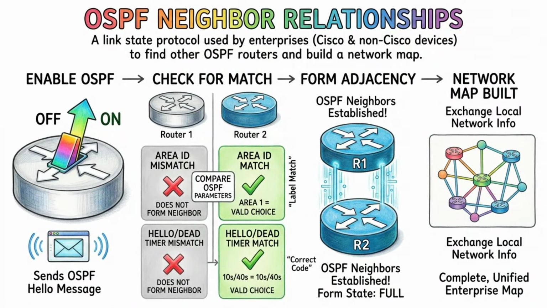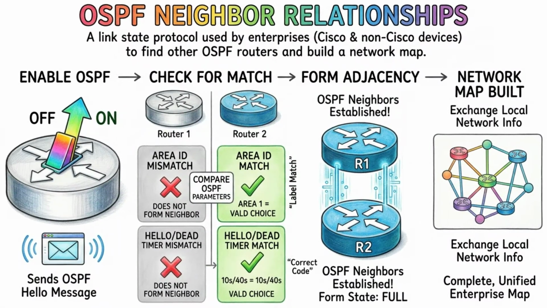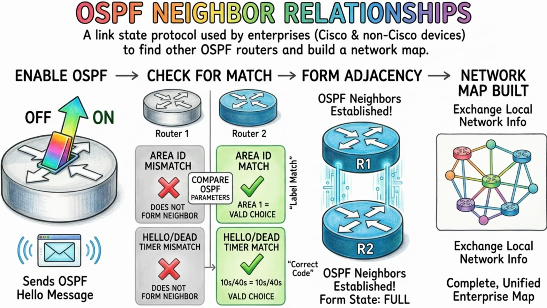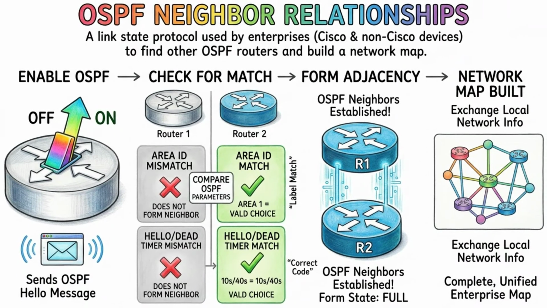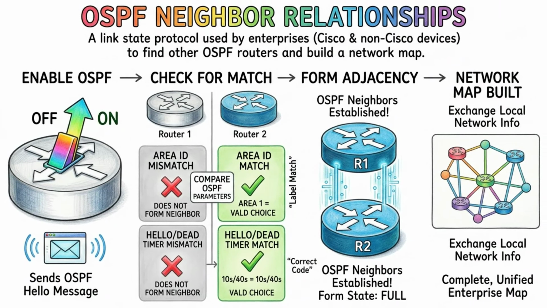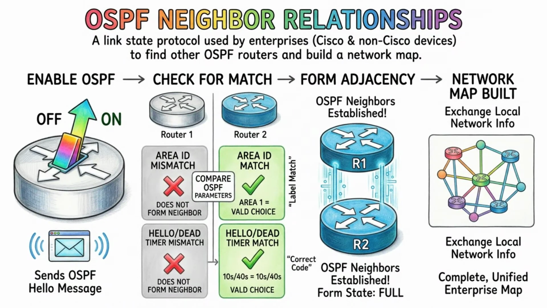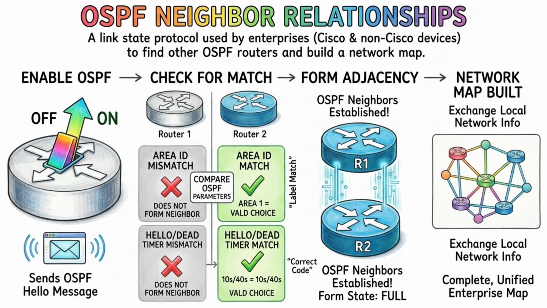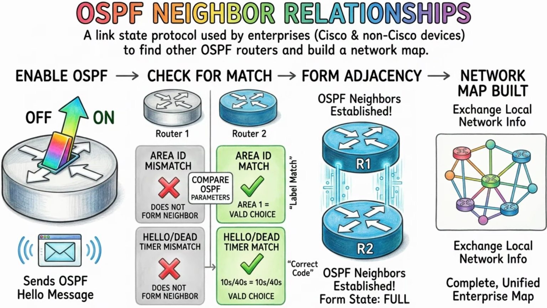The most important dynamic routing protocol you need to master for the CCNA is Open Shortest Path First, universally known as OSPF. OSPF is a highly popular link state routing protocol used by nearly every major enterprise because it is an open standard, meaning it works on Cisco devices and non-Cisco devices alike. When you enable OSPF, the router immediately starts sending friendly hello messages out of its interfaces to discover other OSPF-speaking routers nearby. Once these neighbor relationships are formed, the routers securely exchange their local network information to build a complete, unified map of the enterprise. OSPF is a massive topic on the exam, so you should pay close attention to how it successfully forms these neighbor relationships.